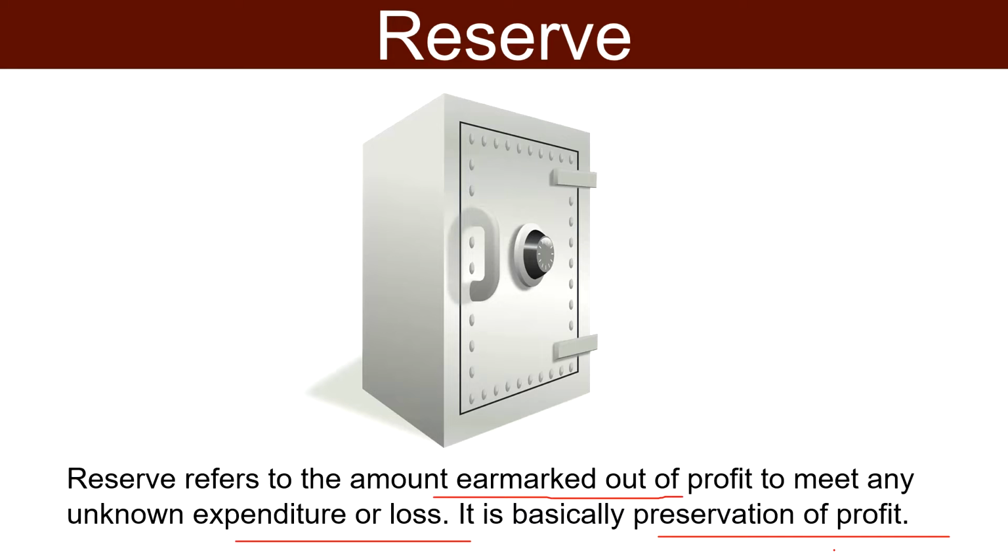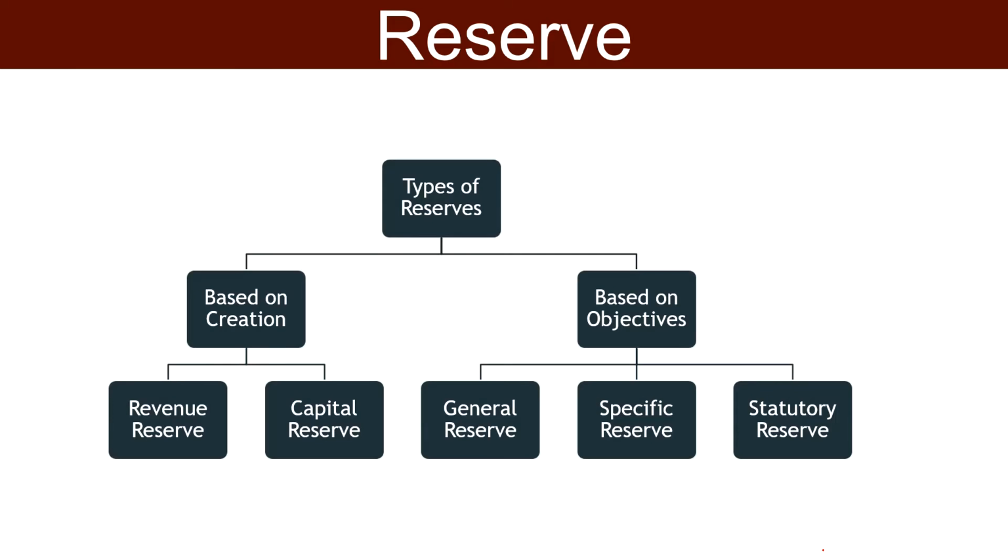Now you must be wondering, where does it appear on the balance sheet? So it appears on the liability side of the balance sheet under the head Reserves and Surplus. Further, reserves are divided into two categories on the basis of creation and on the basis of objectives. So on the basis of creation, there are two types of reserves, revenue reserves and capital reserves. Revenue reserves are the reserves created out of profit earned by the firm during day-to-day business operations, whereas capital reserves are the reserves created out of capital profit. So capital profit is the profit on the sale of fixed assets, settlement of liabilities, premium on issue of shares, pre-incorporation profit, etc.